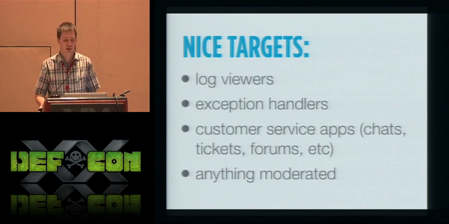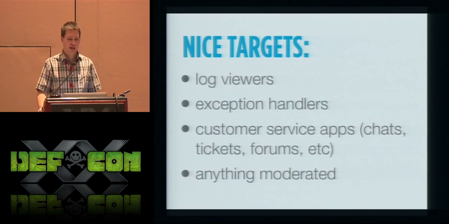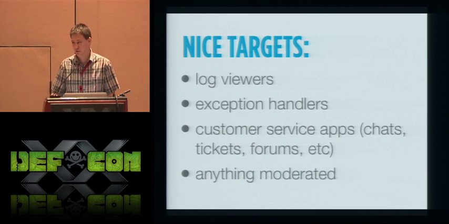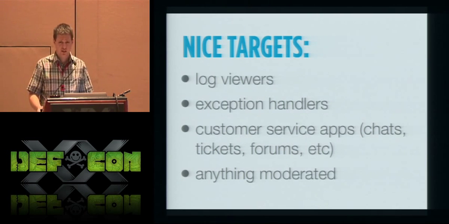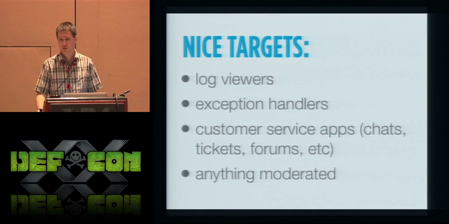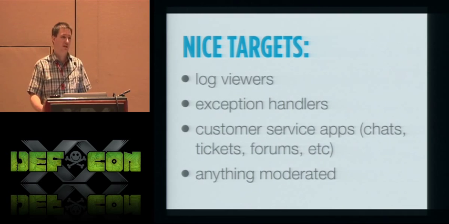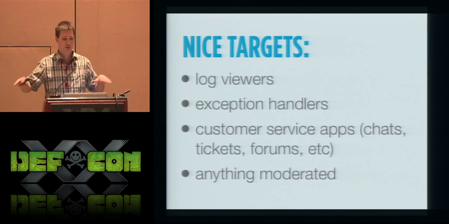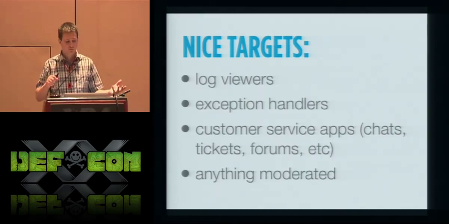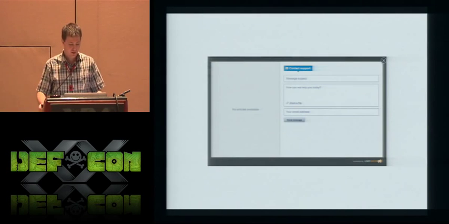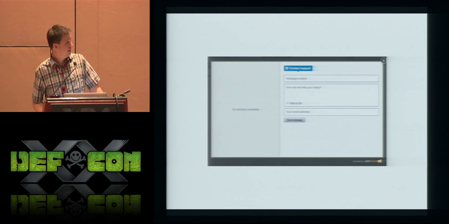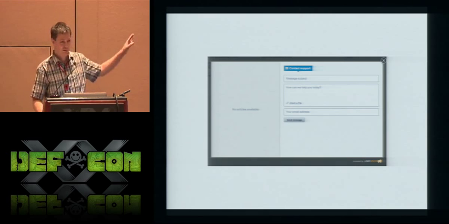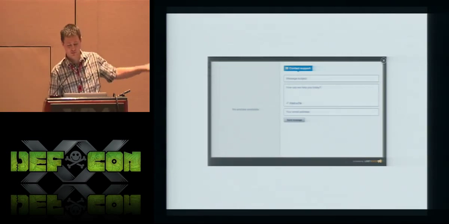Here's some nice targets that I found. Log viewers, the log headers, exception handlers, things like that, that log your request, your post body. Customer service apps, chats, tickets, forums, anything moderated. Anything that crosses that trust boundary where any user is going to be rendering in a different context. And I don't know how that slide got in there, but I'll let you take it in. And if you want to play around, there might be something with this particular application.